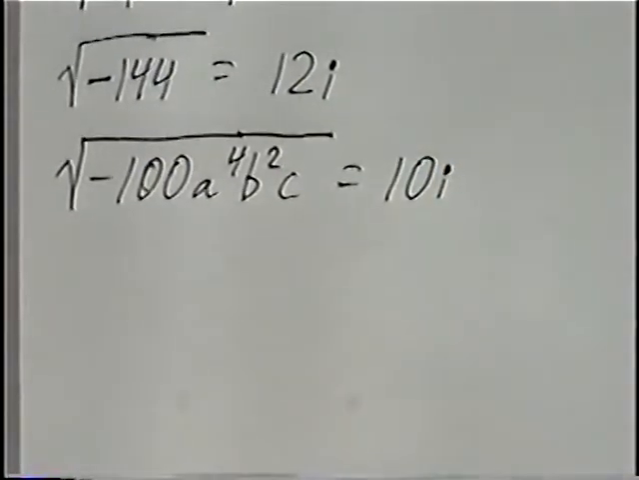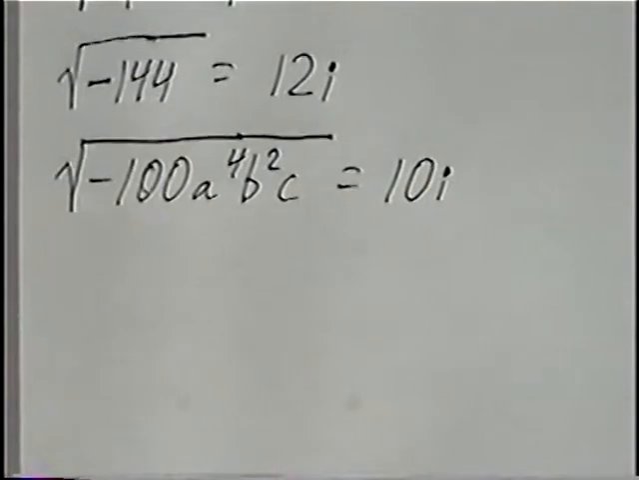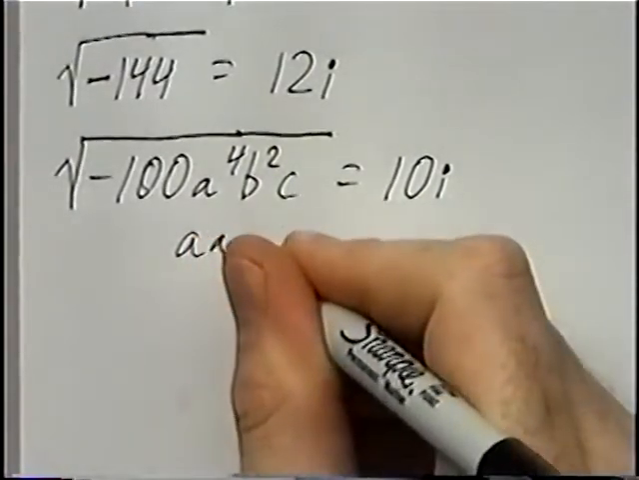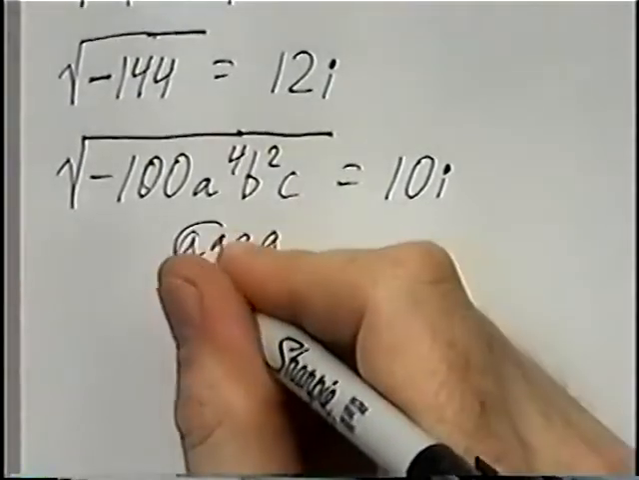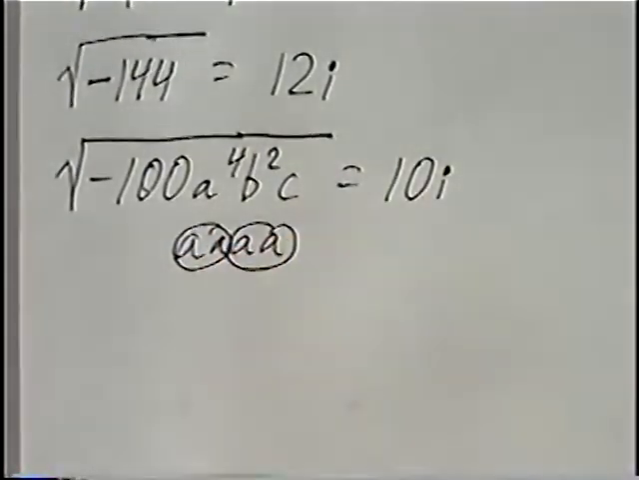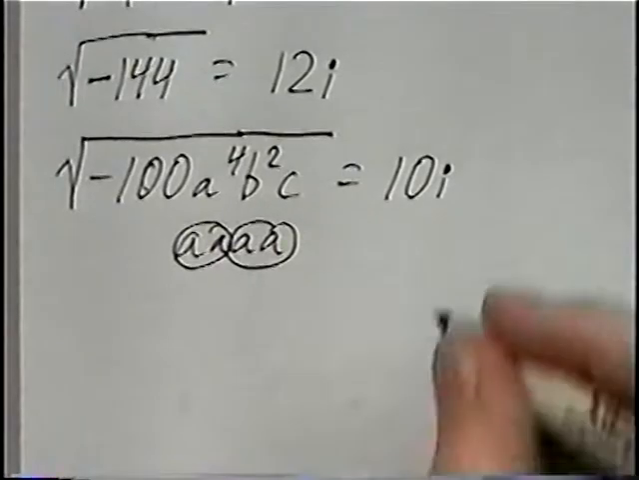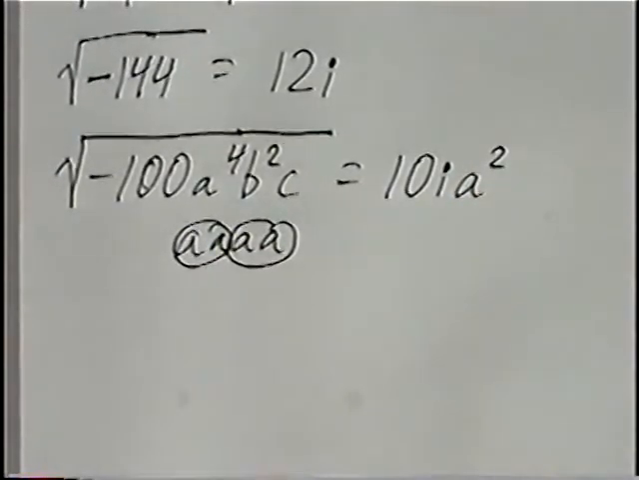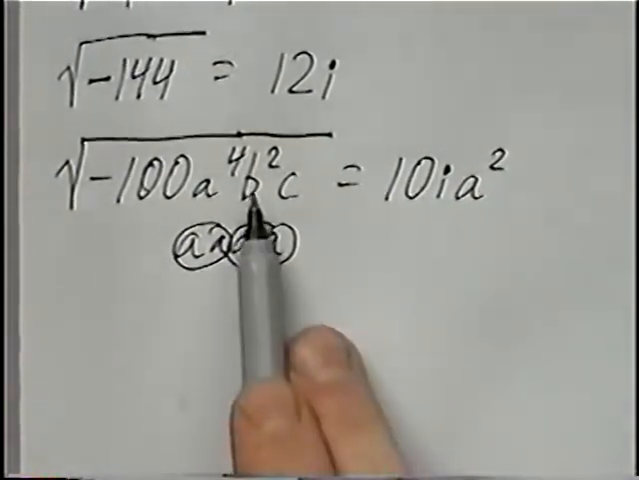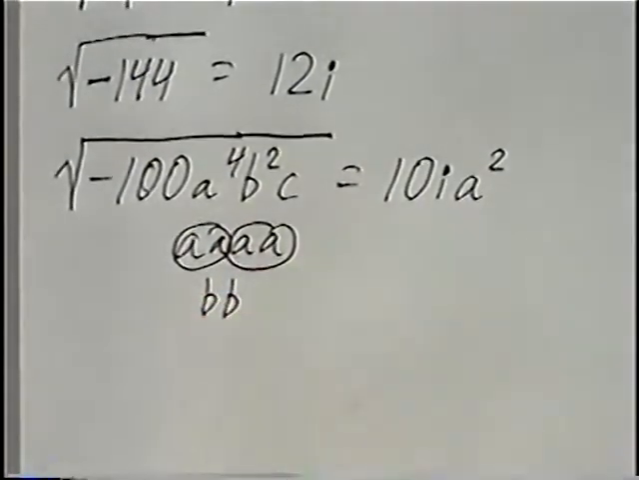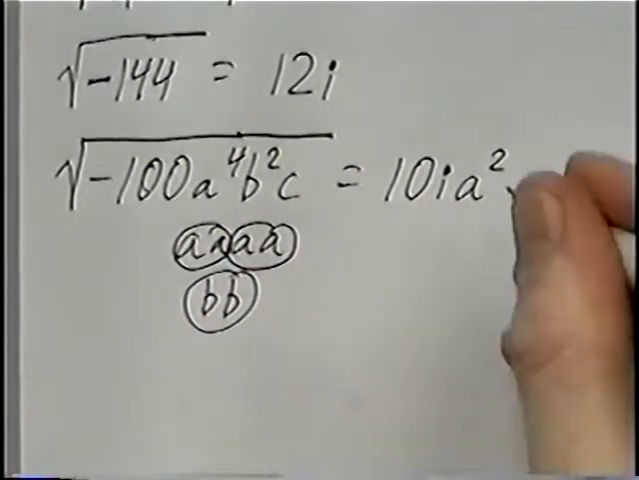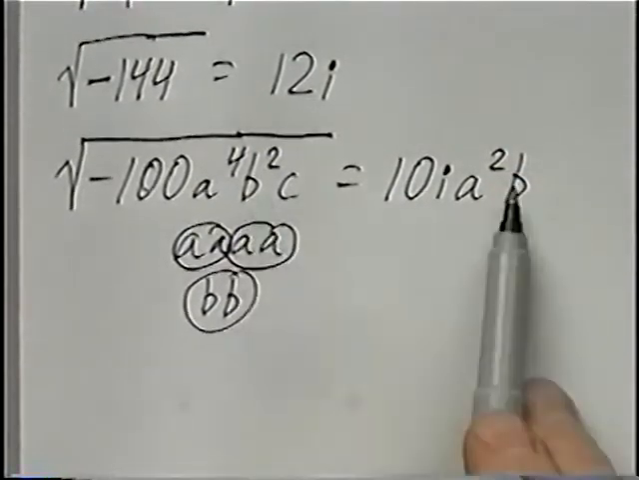Square root of a to the fourth. A to the fourth, if you want to, you can write out 4 a's. And similar to the factor tree, you can circle pairs since we're taking the square root. We have 2 pairs of a's, which means we'll have a squared. B squared, the square root of b squared. Likewise, you could write down 2 b's. There's 1 pair of b's, so the square root of b squared would be b.